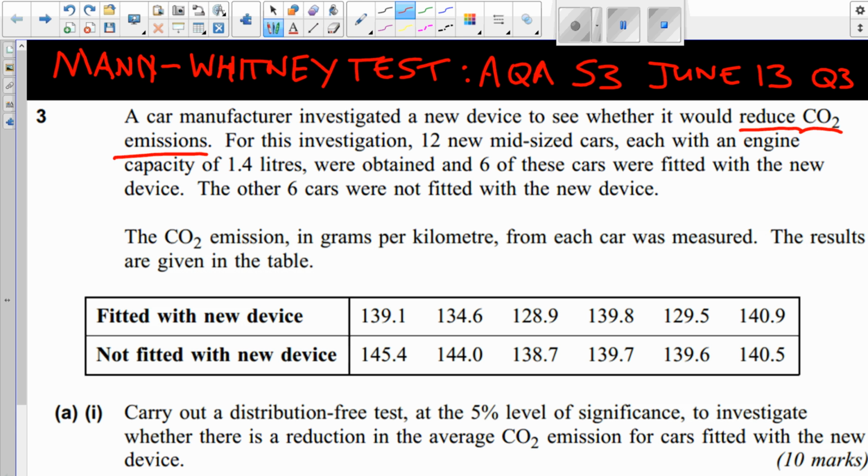For this investigation, 12 new mid-sized cars, each with an engine capacity of 1.4 litres, were obtained, and 6 of these were fitted with the new device. The other 6 were not fitted with the new device. CO2 emissions from each car were measured and results given below. So that's our test data.